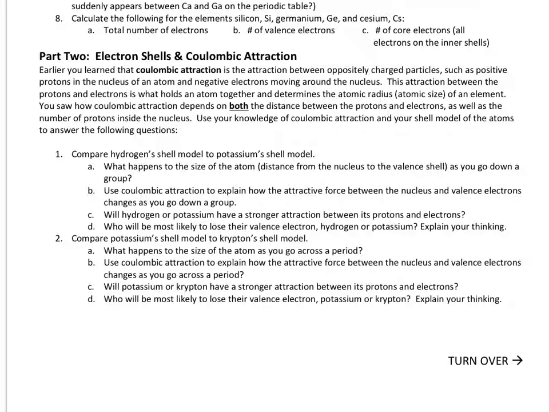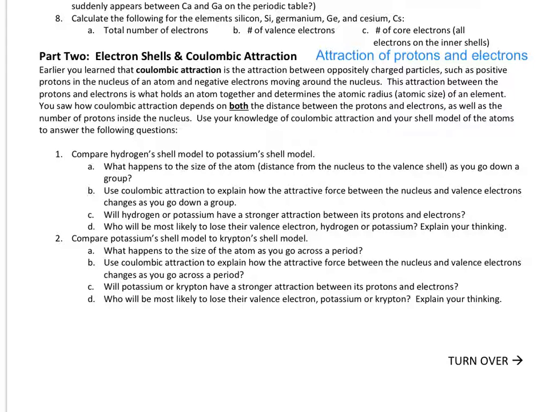All right, so then in part 2, we were talking about the electron shells and how they correlate with the Coulombic attraction that we talked about before. And remember, Coulombic attraction is the attraction between the protons and the electrons, an attraction of oppositely charged particles. Every behavior that the atom has is going to be a result of the attraction between the protons and the electrons.